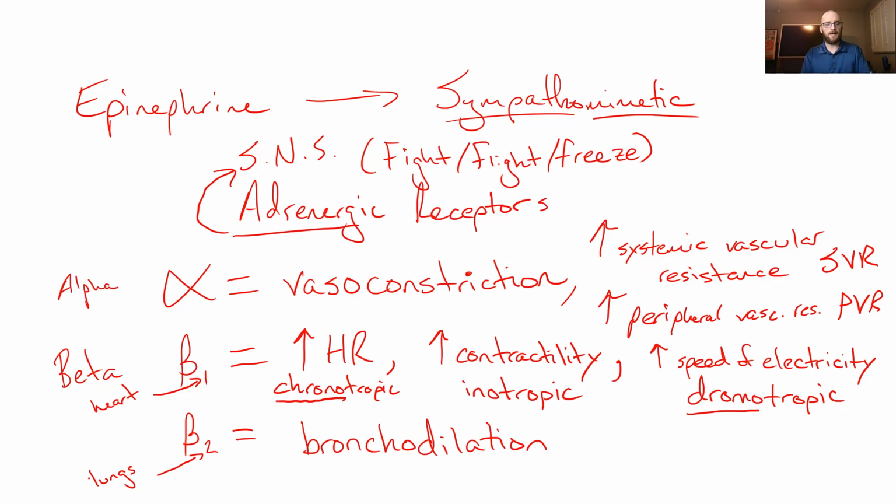And redirecting it back to our cardiac arrest discussion today, is thinking about which of these is the reason why, or the most beneficial reason why we give epinephrine for cardiac arrest. So we know if we administer epi, we get vasoconstriction, we get increased heart rate, contractility, speed of electricity, and bronchodilation. So the main reason we give it in cardiac arrest is for the alpha effect, vasoconstriction.